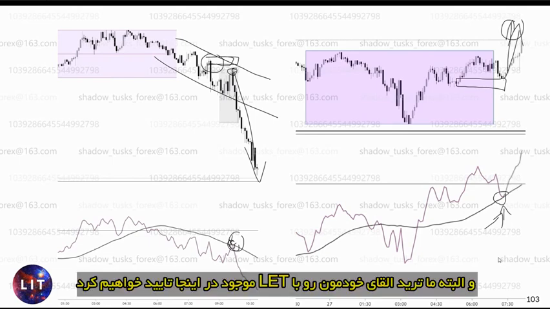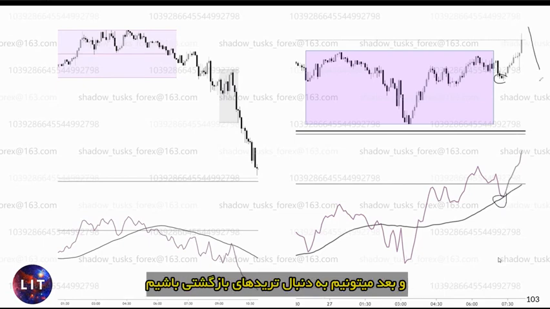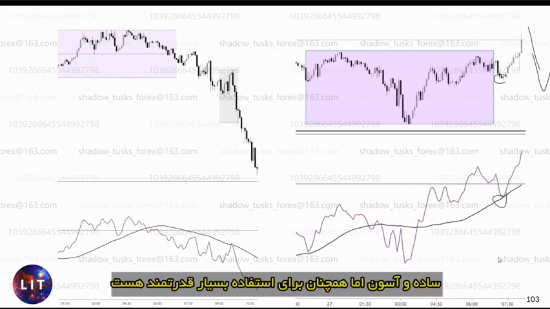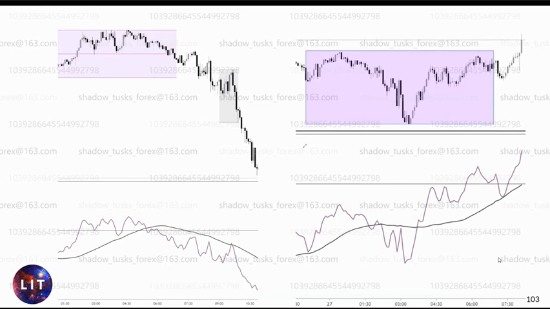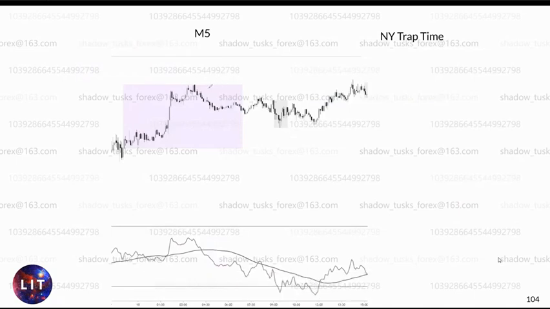And of course, we will get our inducement trade confirmed with the LIT in here. And then we can look for reversal trades. Simple, easy, still very, very powerful to use. Okay, so guess what? We have the M5. What do we have? Nothing in this case.